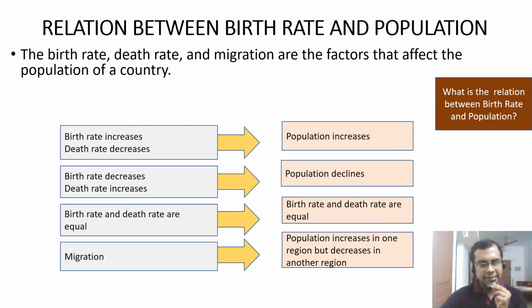In the slide we can see on the left side that when the birth rate increases and death rate decreases, there will be an increase in population. While the reverse happens, that is when the birth rate decreases and death rate increases, the population declines. When both death and birth rate are equal, there is no change in population. Then we can study about migration also, and it is the state in which population increases in one region because people move from one region to another and brings about a decrease in the other region.